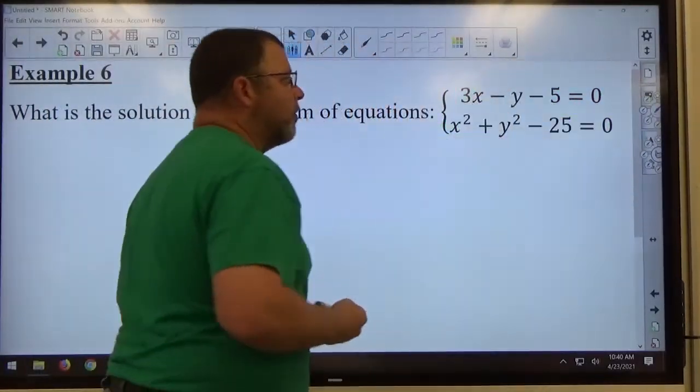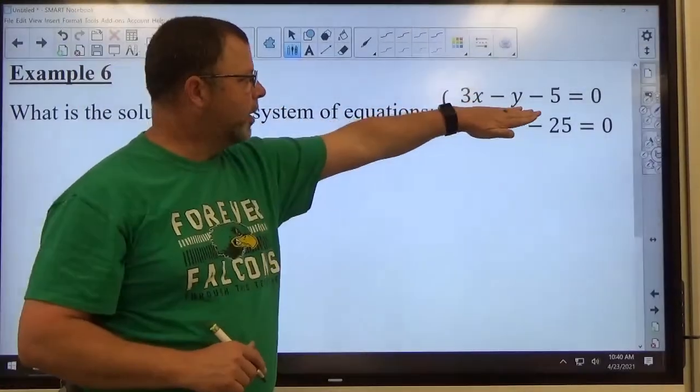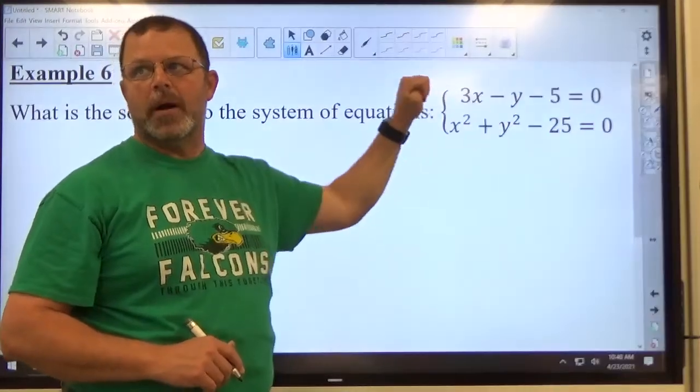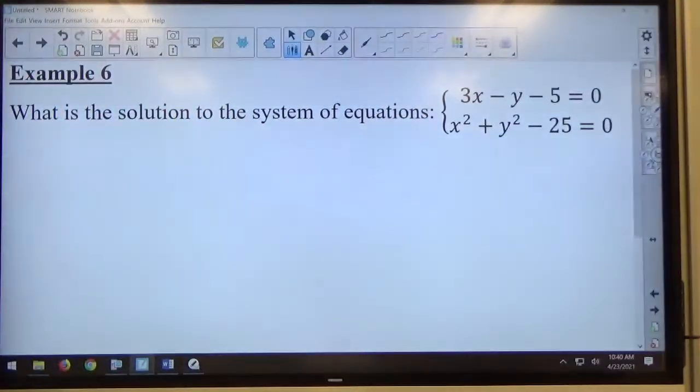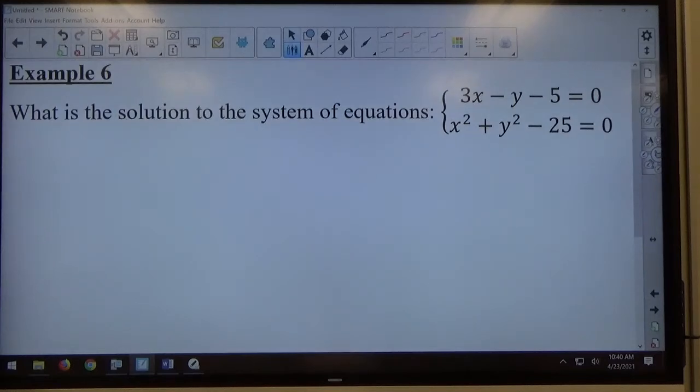The official name of this is a linear quadratic system. Linear because it's y's and x's to the first power, quadratic because y's and x's to the second power. It could be any type of quadratic form. It could be a parabola, circle, hyperbola, ellipse. We haven't dealt with a couple of those yet, but it doesn't matter what the quadratic structure is. This technique works all the time when you get a linear quadratic system.